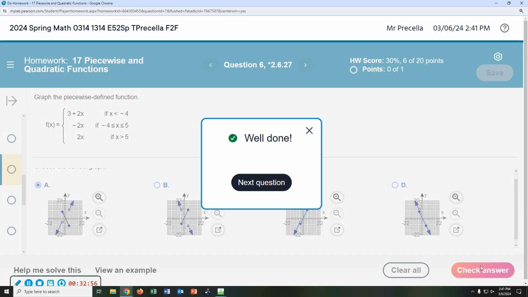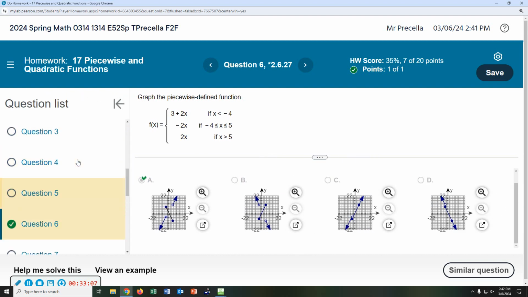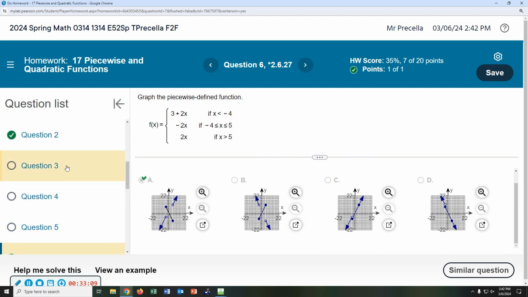Check answer. Wow, if you can follow what we've done there, you understand a lot about graphing. Any questions there? Let's back up to an easier one now, number 3.